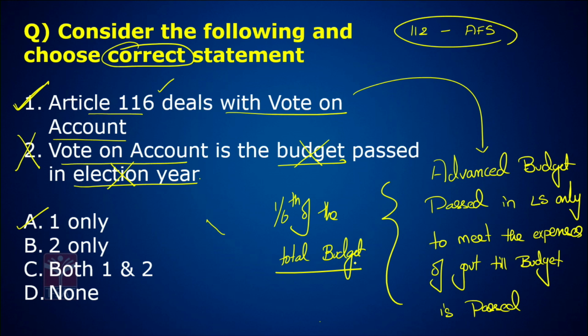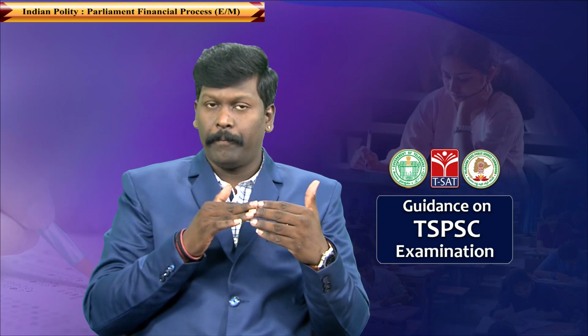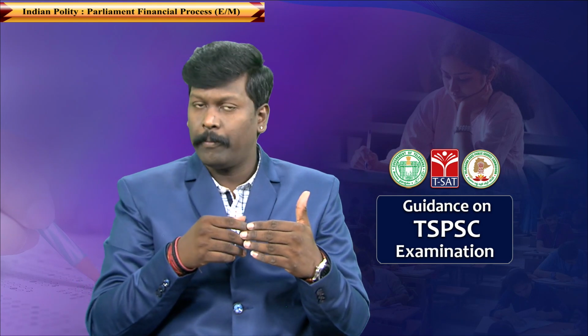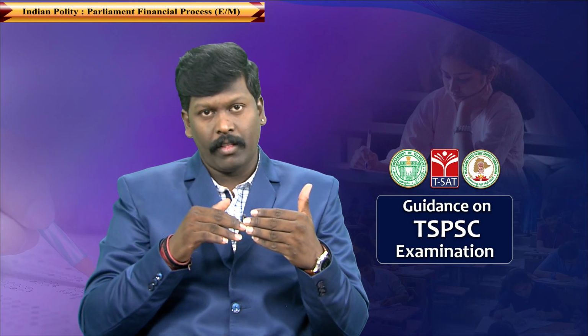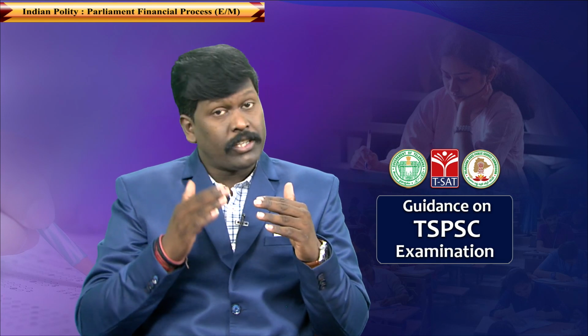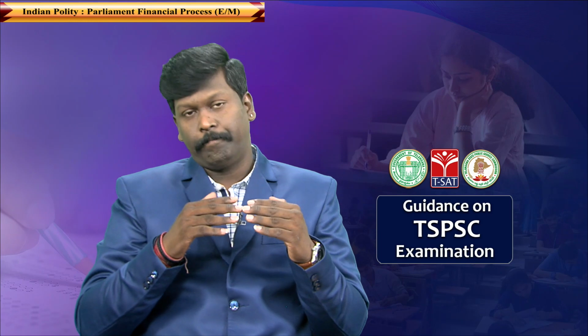1/6 of the total budget. Now, this advanced budget, which is passed to meet the expenses of the government only in Lok Sabha, I am repeating this, is called vote on account. So then what is the budget which is passed in election year called?